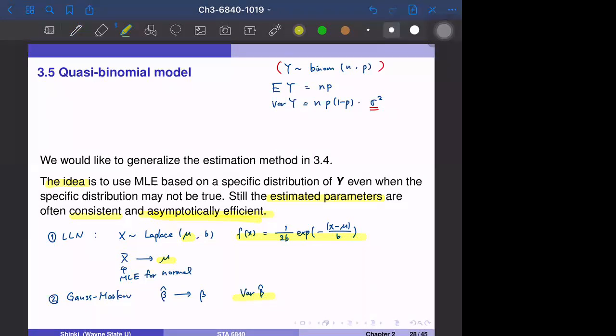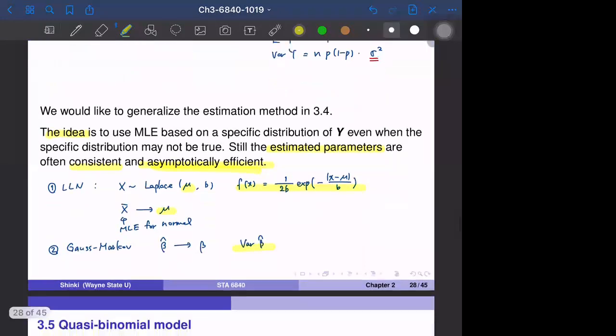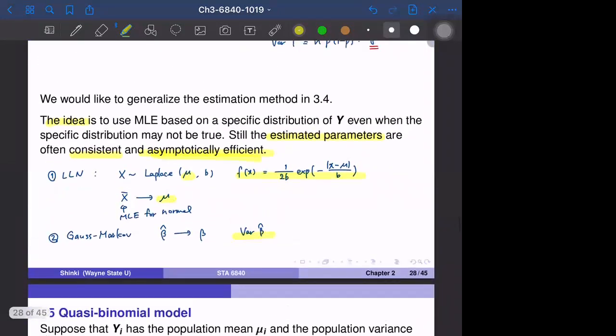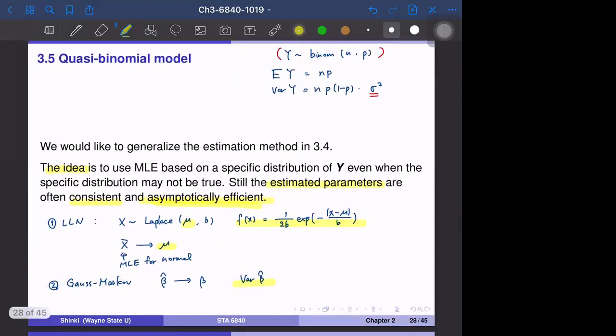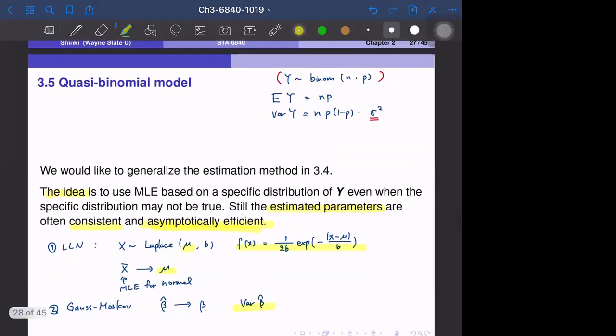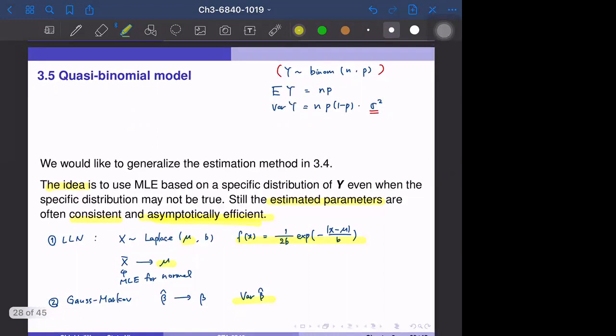So we generalize this idea. We use the MLE based on a specific distribution, even if we don't know if it's true or not. In the next video, we have a more detailed discussion of the quasi-binomial, quasi-maximum likelihood method.